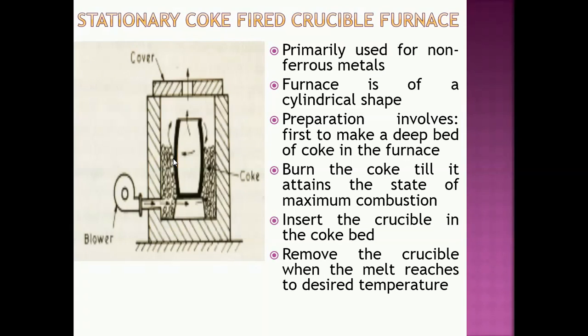Preparation involves first making a deep bed of coke in the furnace. At the center of this furnace we form a deep bed of coke. Burn the coke till it attains the state of maximum combustion. After starting ignition we start compressed air through this blower, so that the coke will burn completely and reach the stage of maximum combustion. After that we insert the crucible at the center of the coke bed, and after getting molten metal we remove the crucible and take it to the pouring station. This is a stationary coke fired crucible furnace.